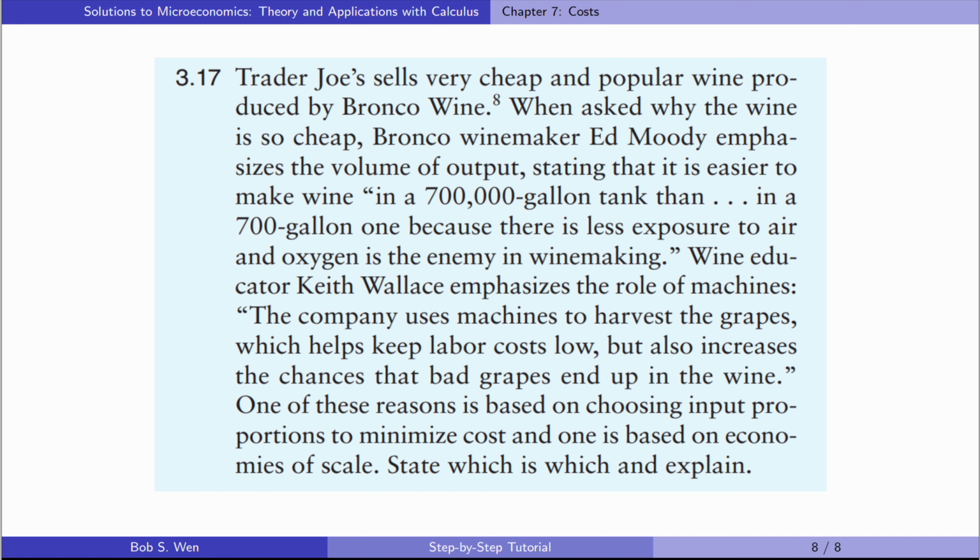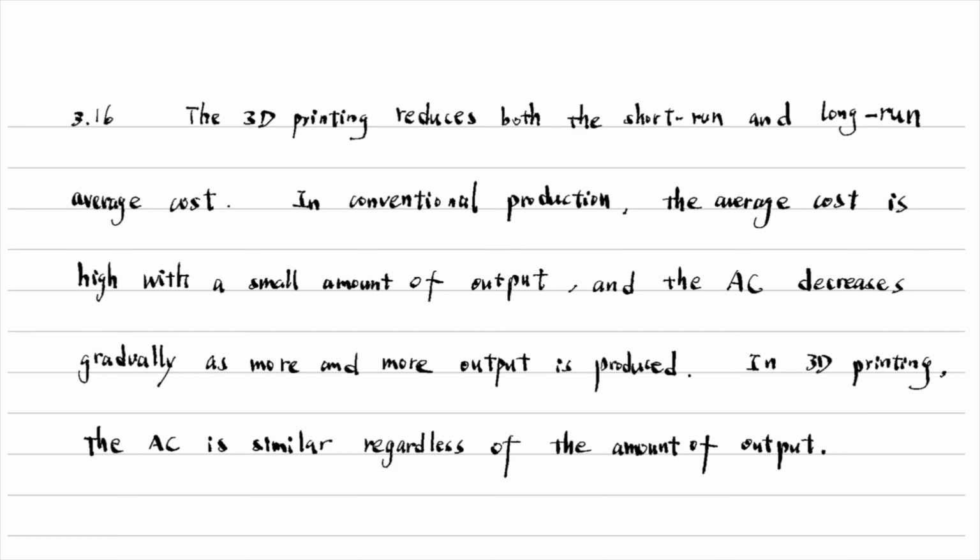Wine educator emphasizes the role of machines. The company uses machines to harvest the grapes, which helps keep labor costs low, but also increases the chances that bad grapes end up in the wine. One of these reasons is based on choosing input proportions to minimize cost, and one is based on economies of scale. State which is which and explain.